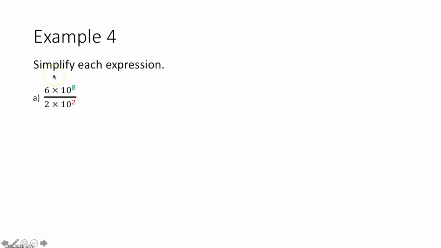Example 4 says simplify each expression. So here, again, we said when you divide two numbers in scientific notation, divide the two numbers in front, subtract the exponents of the 10. So 6 divided by 2 is going to give you 3, and then 8 minus 2 is going to give you 6. So we get 3 times 10 to the 6th power.